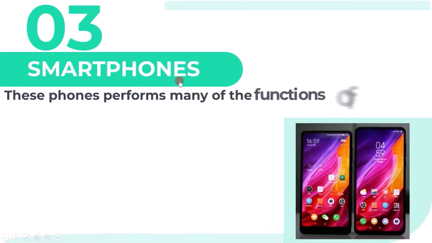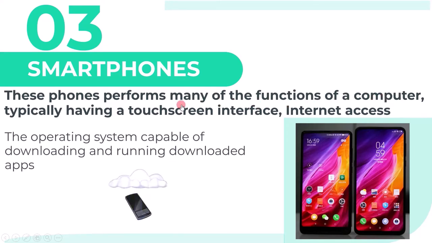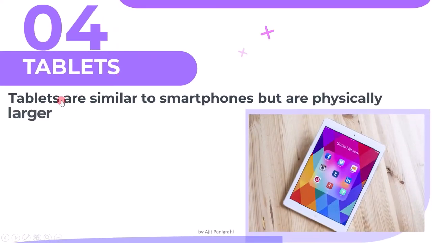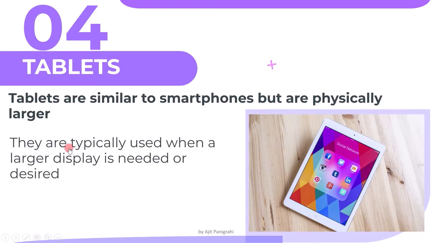After feature phones, smartphones came into the market. These phones perform many of the functions of a computer, typically having a touchscreen interface and internet access. The operating system is capable of downloading and running downloaded apps. After smartphones, we got tablets. Tablets are similar to smartphones, but are physically larger. They are typically used when a larger display is needed or desired.